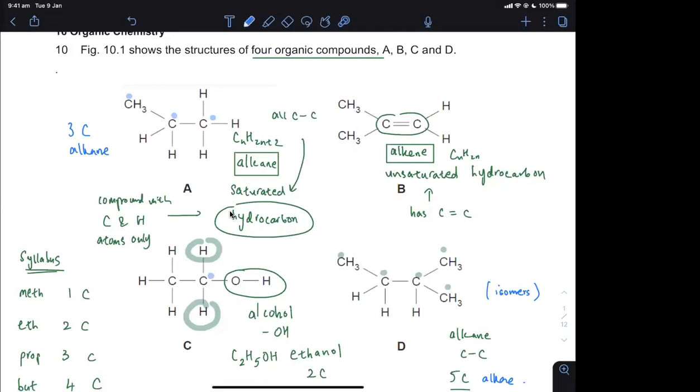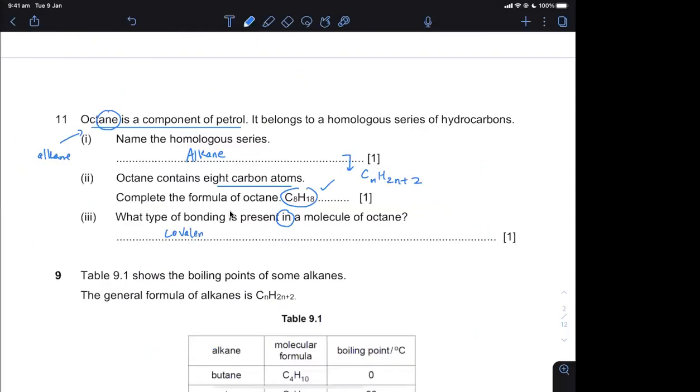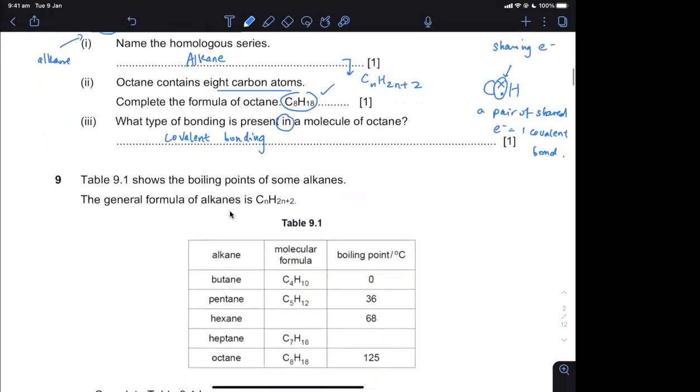So non-metal and non-metal will form covalent bonds. They are between non-metal carbon and non-metal carbon, or between carbon and hydrogens. Covalent bonding involves the sharing of electrons. You think about it, these are sharing electrons between non-metals. Each pair of shared electrons equals 1 covalent bond, something you have done in year 9. It's something I normally teach in year 9 these days, okay?